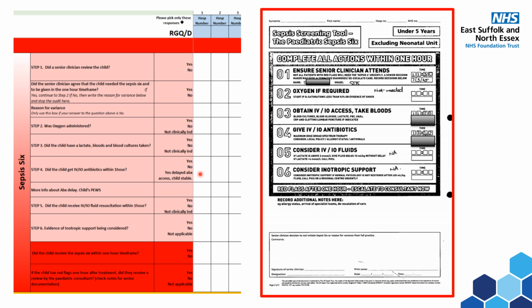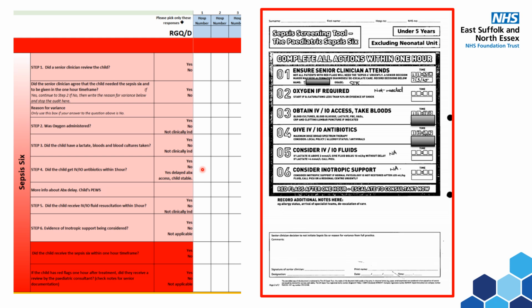Now there might be a slight deviance on this question in that you have got the option of saying yes, delayed antibiotics, but it was due to access issues. So if you have a child that's particularly difficult to cannulate, but the child is stable, the senior clinician might decide that they want to wait to try and get IV access before giving the antibiotics rather than going for IO, because the child is not sick enough for IO. They're not deteriorating, they're not going into septic shock.